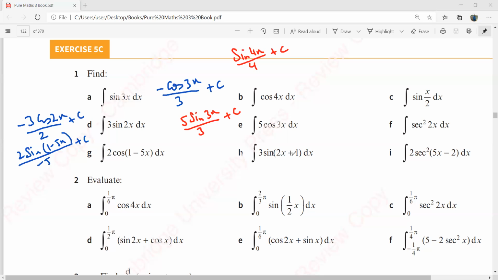The integral of 3 sine of 2x plus 1 is minus 3 cos of 2x plus 1 whole over 2, and then you have plus c. Sine x by 2. Chalo, ab bolo, sine x by 2 is?